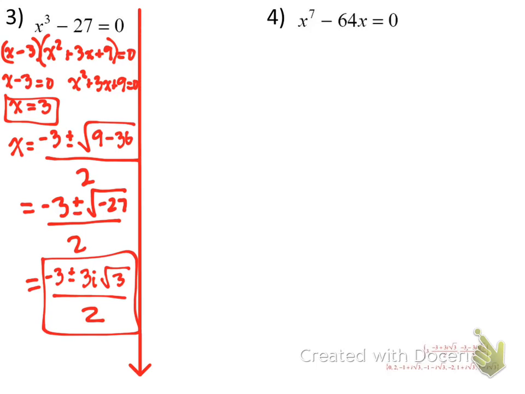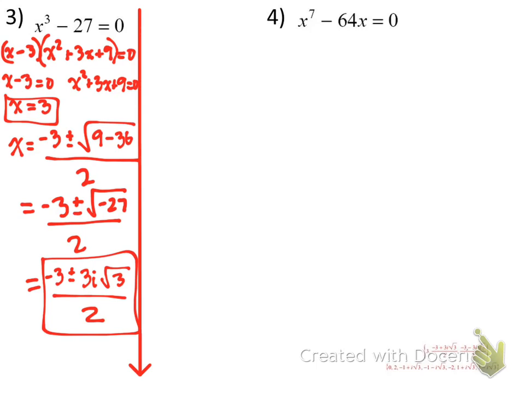Okay, let's do the next one. Next one's going to be a little bit more difficult. Okay? Do it on a sheet of paper, and then you're going to show me answers as we go. We're going to do this one together. Number 4. Turn to your neighbor. What's the obvious thing you should do first?